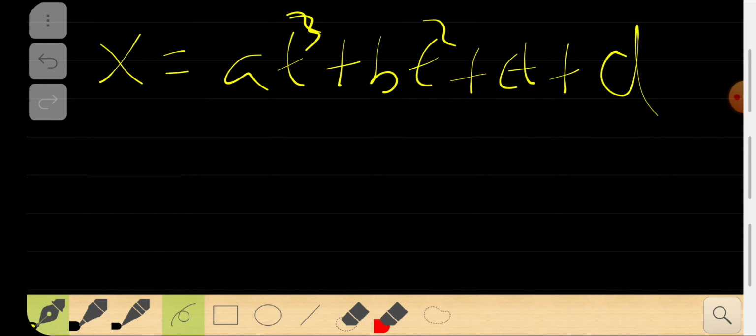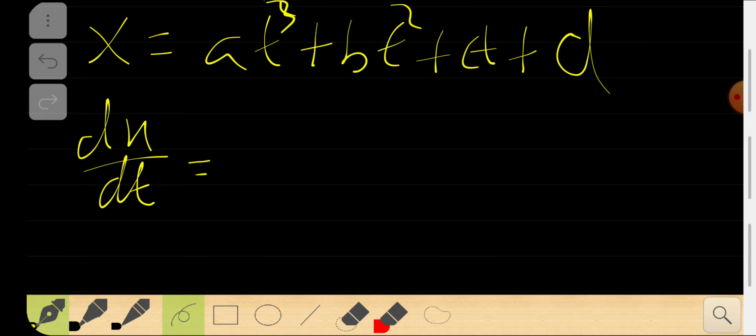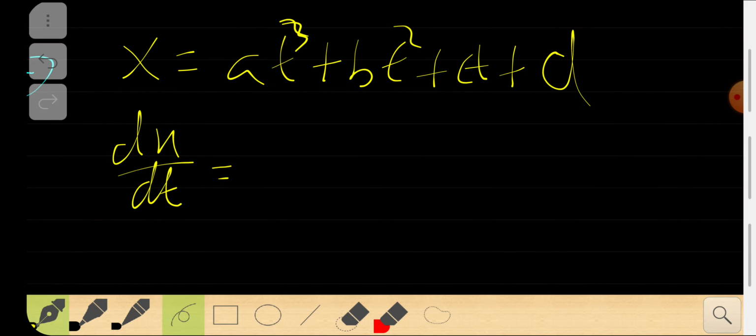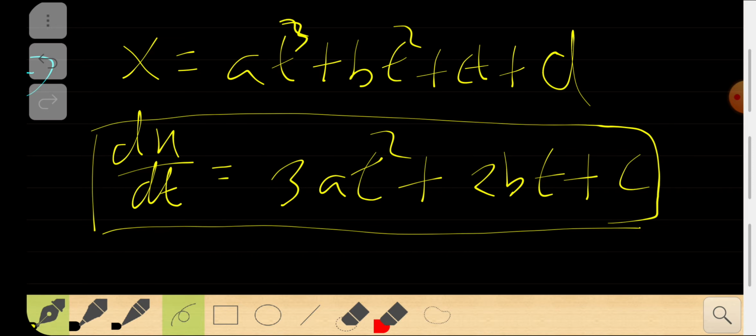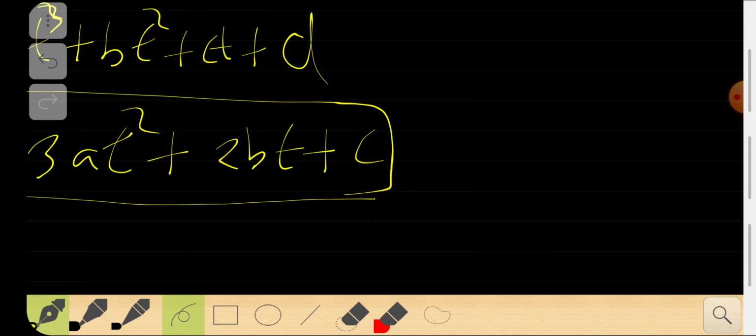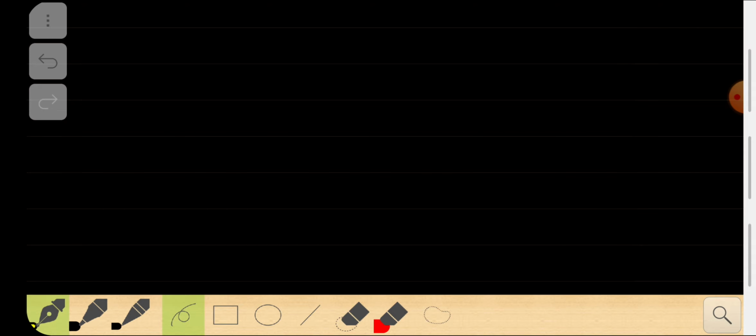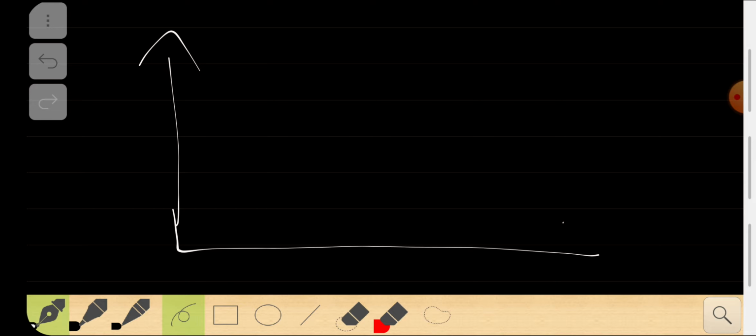So the velocity will be dx by dt, the average velocity for the whole thing. In an ambiguous way, you can write it down like the derivative. So it will be 3a t square plus 2b t plus c. That will be the time derivative of the equation. Now if you consider an equation of the second order, let's do an approximation like that.